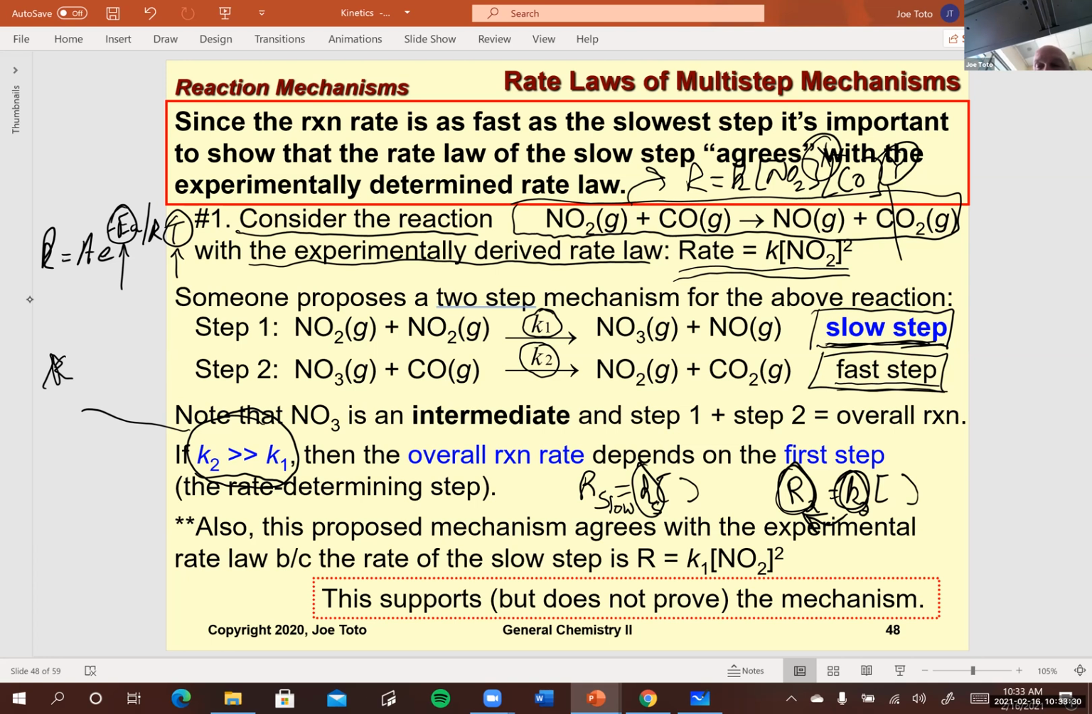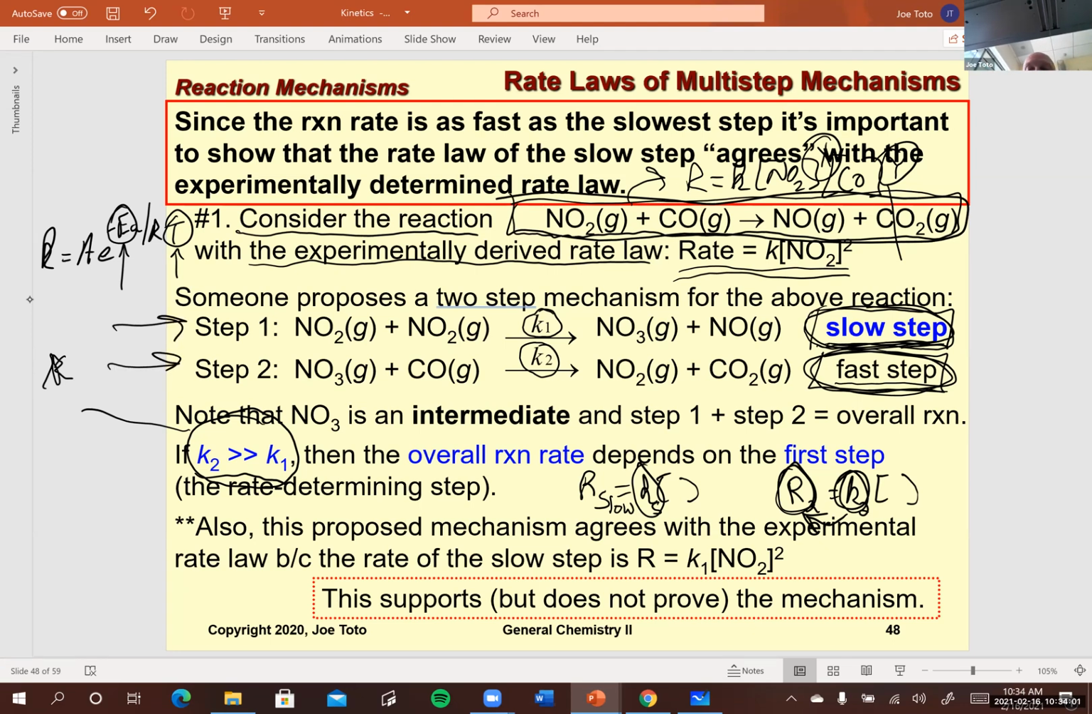Anybody? The relative EA of the slow step compared to the fast step. It's going to be higher. Yeah, that would make sense. Absolutely. Okay, so these are just other hints. But anyway, this is our first mechanism. We're just starting to get to learn what's going on. This is the reaction that it's describing up here. This is the breakdown of that reaction.